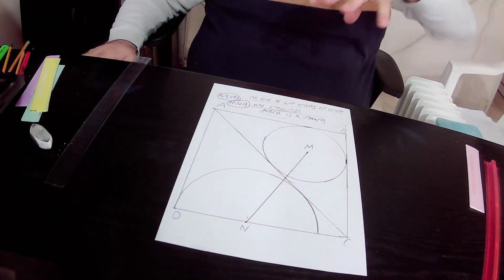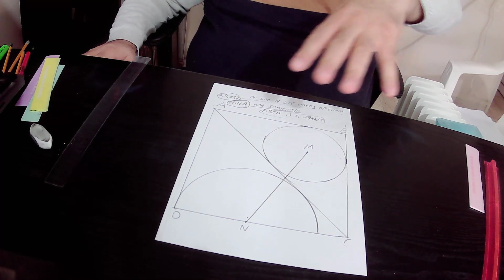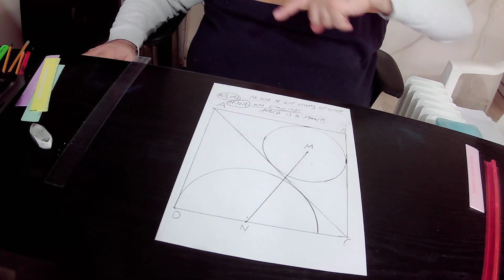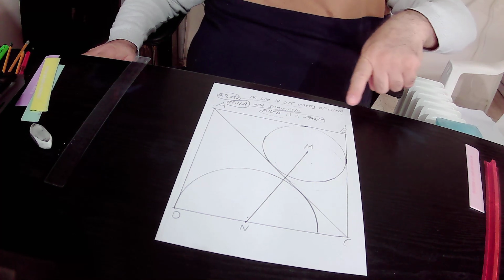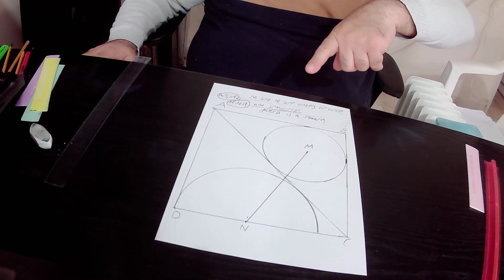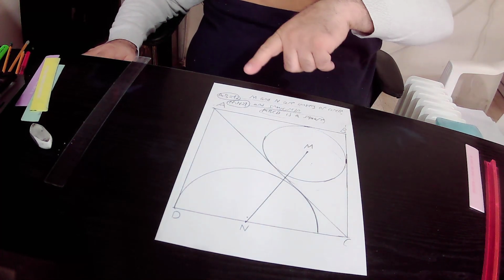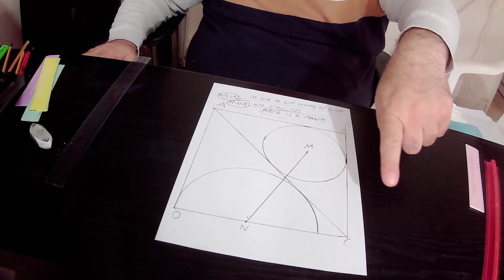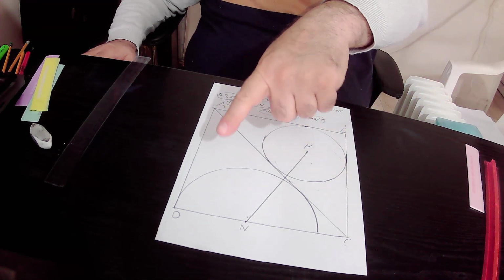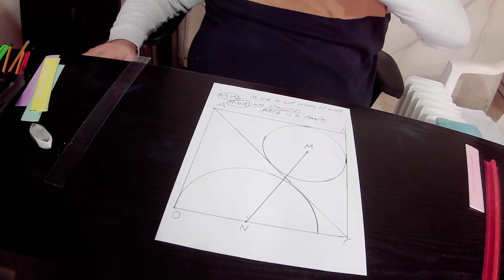Hello, in this lecture we'll find out the length of line segment MN. In the drawing we have square ABCD. We know that one side of this square is equal to 12 units. That is to say AB equals BC equals CD equals AD equals 12 units.